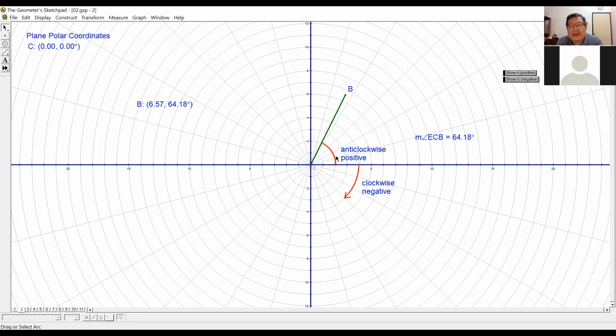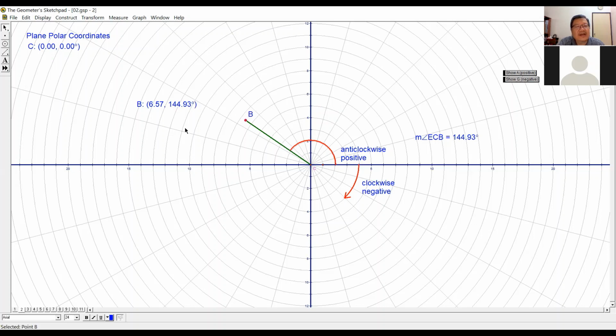Then in what direction is this B? Can you see this red line here? This red line is the angle between the horizontal axis and the green line. So this is the second coordinate. The angle here is the second coordinate, and that angle is 64.18 degrees.